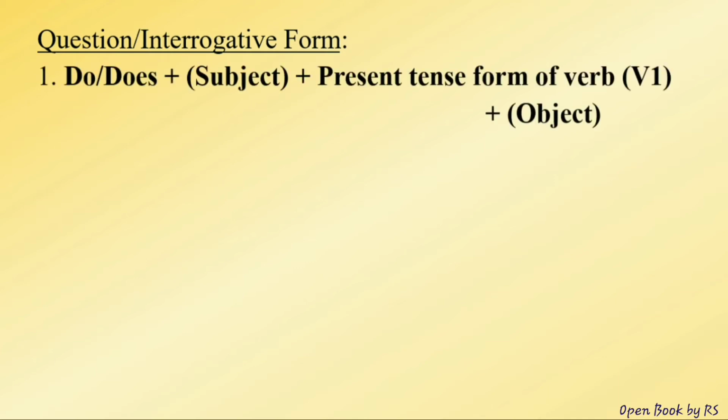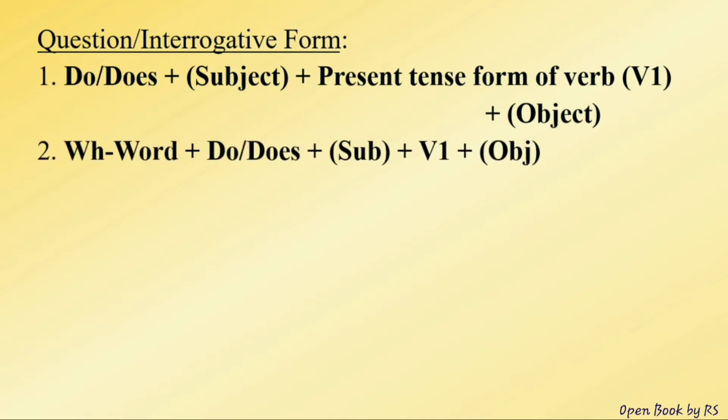So first look at the structure of the interrogative form, that is question. In this tense, we should use do or does as the auxiliaries. So look at the structure: do or does plus subject plus present tense form of verb plus object. Of course, sometimes we may use the subject or object, and sometimes we may remove them in certain sentences. So that is the structure of the interrogative form.